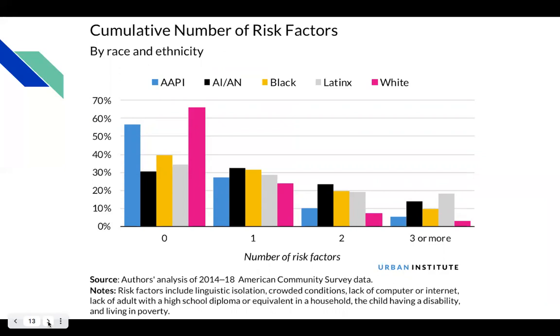From this graph, we can see that students of color, particularly Latinx students, are more likely than students from other racial and ethnic groups to be exposed to multiple risk factors simultaneously. Latinx, Black, and AI/AN students are more likely to face the compounding challenges of 2 risk factors, and Latinx students are the most likely to face 3 or more risks. White and AAPI students are far more likely to face none of the risk factors we examined.